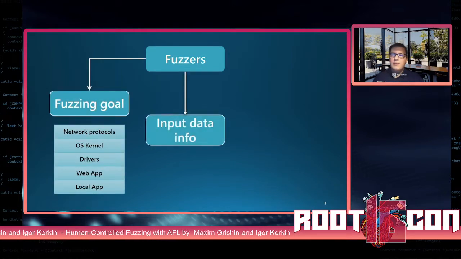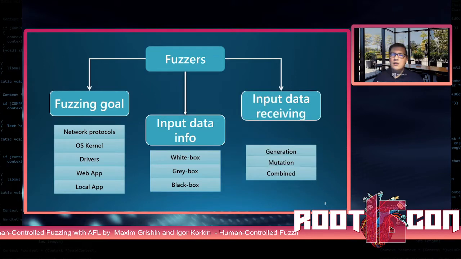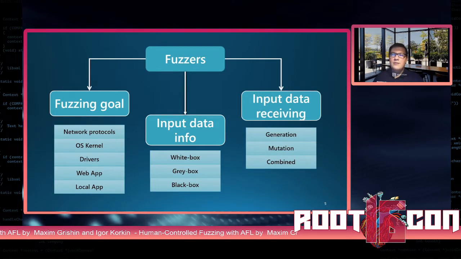Programs that implement the fuzzing process are called fuzzers. There are different types of fuzzers. For example, fuzzers associated with network, the operating system kernel, drivers, web applications, and local application software. This classification depends on fuzzing goal. If it is needed to know input data format, then it is a white box fuzzer. On the other hand, black box fuzzers allow us to fuzz programs without input type information.